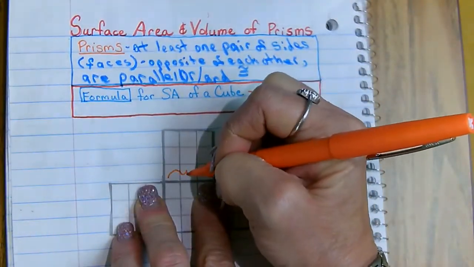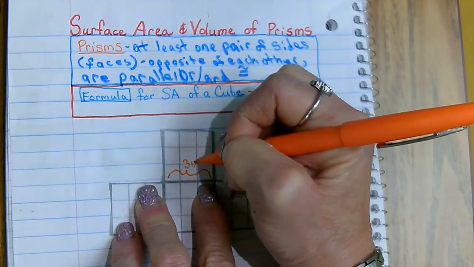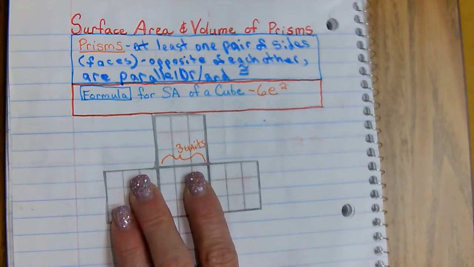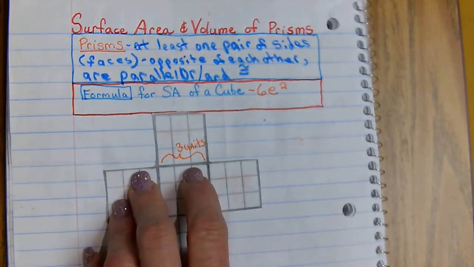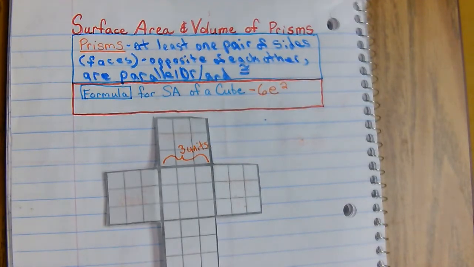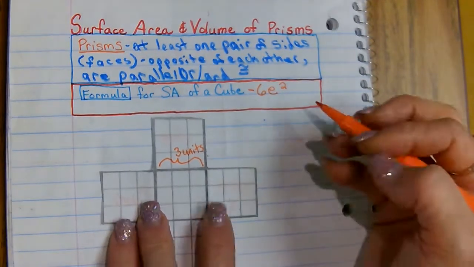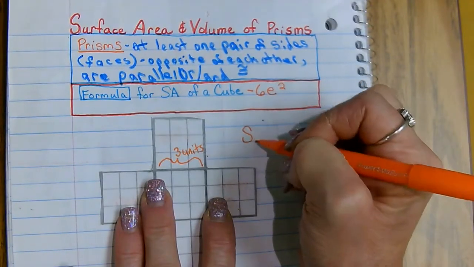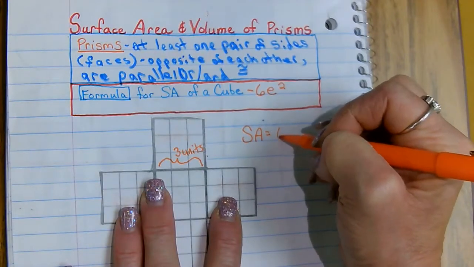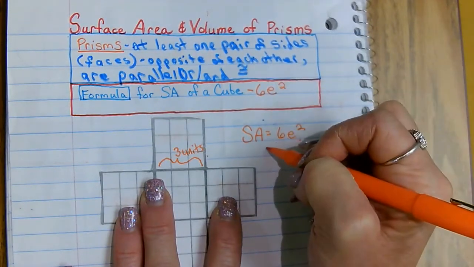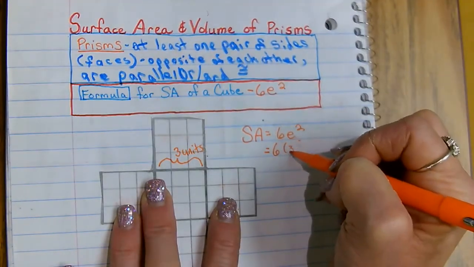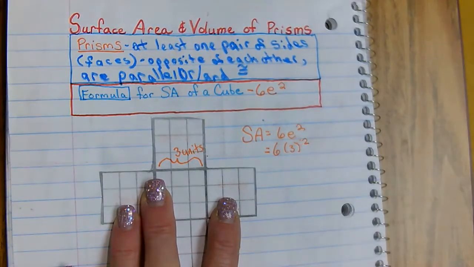So an edge in this one is 3 units. You notice I'm not saying a measurement. When you don't have a measurement, you use units, okay? So on this one, you've got a 3 by 3 in each one of these. Let's use the formula. Surface area we can write as SA. Surface area is equal to 6e squared, which equals, well, e is 3, so 6 times 3 squared.